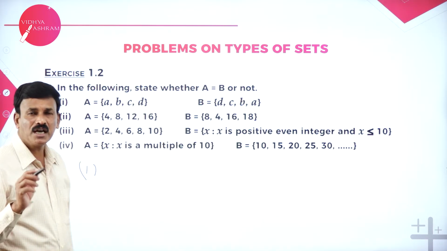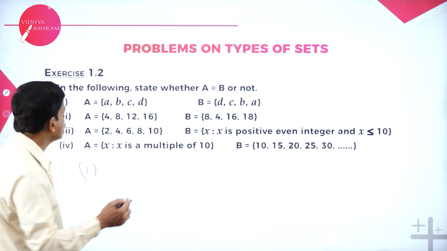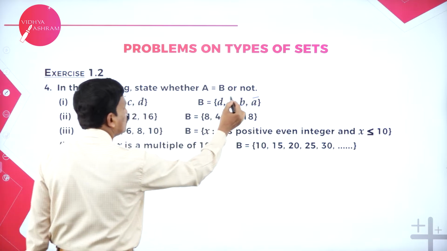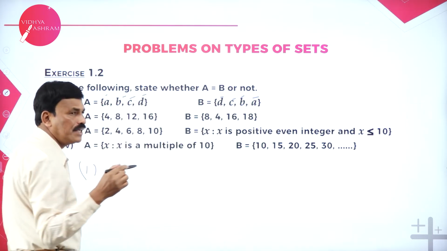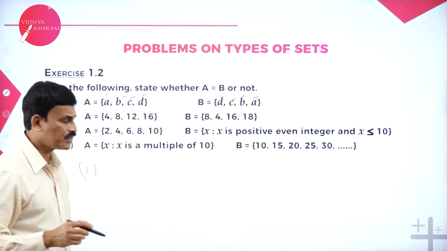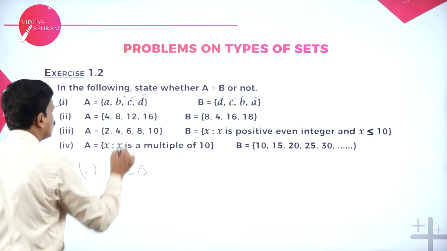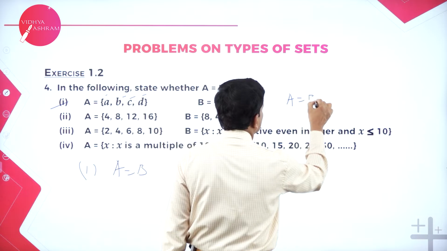If they have the same elements, then we can say A and B are equal. So here A is there, B is also there, C and D. The order is different, but we have the same elements. Therefore, this is an equal set. A is equal to B. A and B are equal.